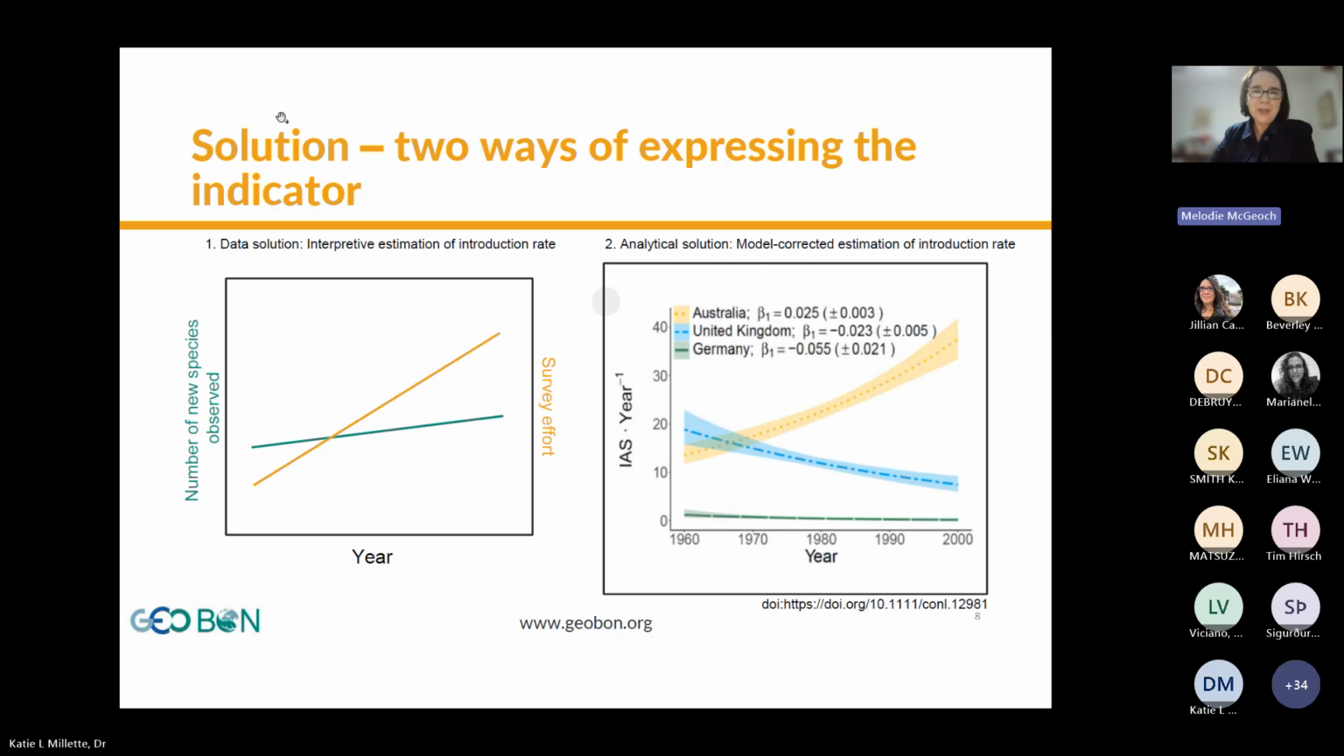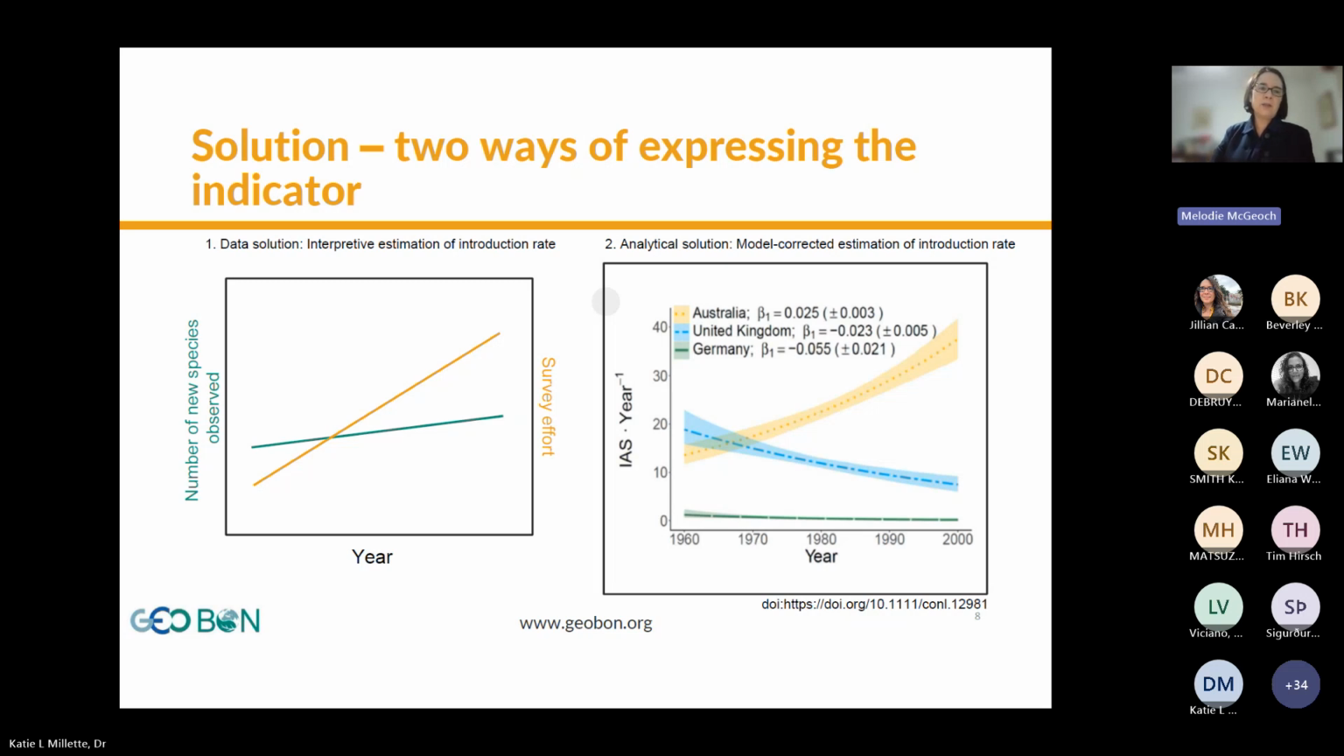Now, that might seem quite complicated analytically speaking, but there are some straightforward solutions. And I think that's one of the key messages of the webinar from my perspective today. And that is, this is a solvable challenge. And there are two main ways in which one can solve this challenge.